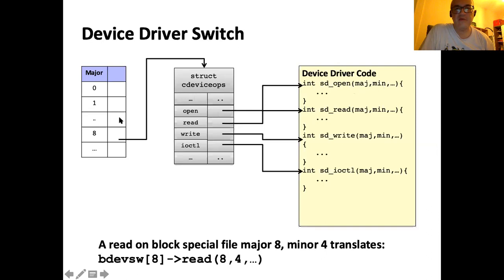Then I invoke a read from the device driver switch. I am going to follow read. Read is here. The minor number is known. So it will initiate an I/O for hard disk 0, for example, based on this minor number, and it is going to give me the result. So basically, it will go into this device switch 8, follow the read pointer, and give me that data.